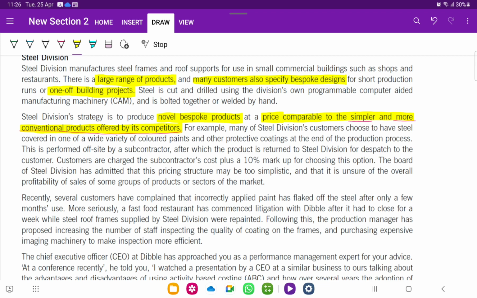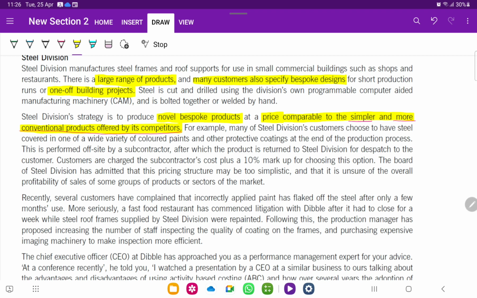Do you really think it's a good idea? No, it's not a good idea, because if you are manufacturing something customized, then obviously you should charge a premium price for that. Why are you selling it at the regular price? This is a questionable thing, right?